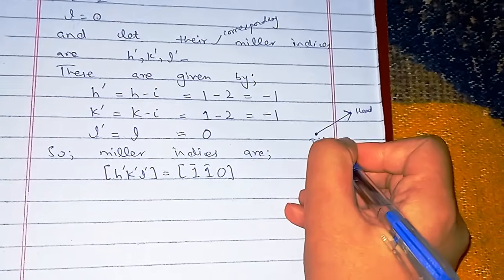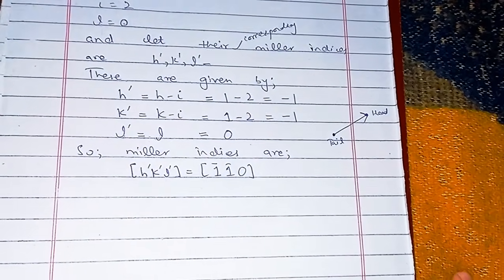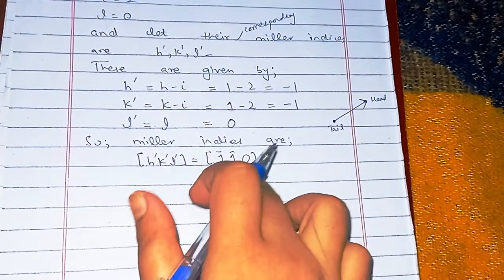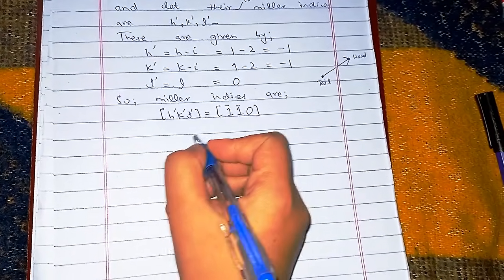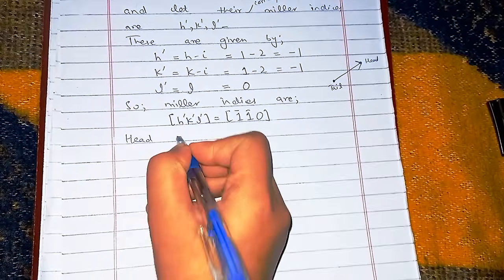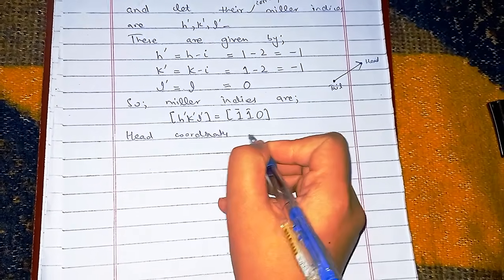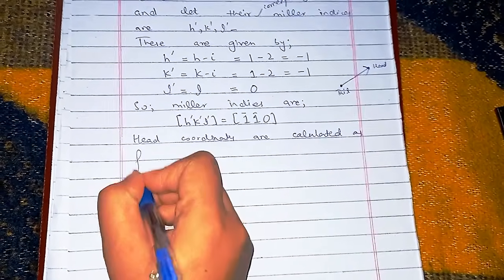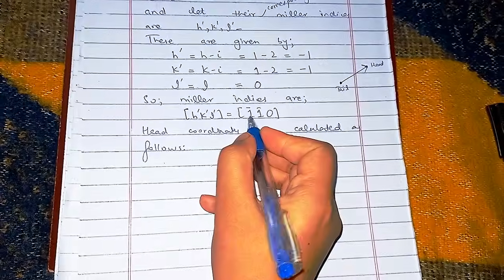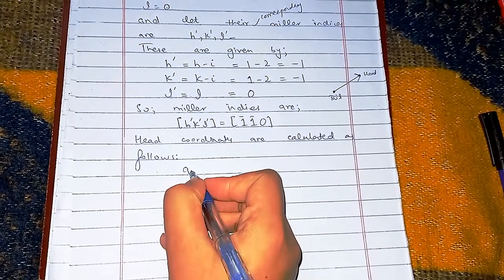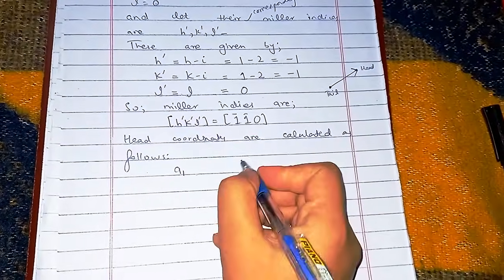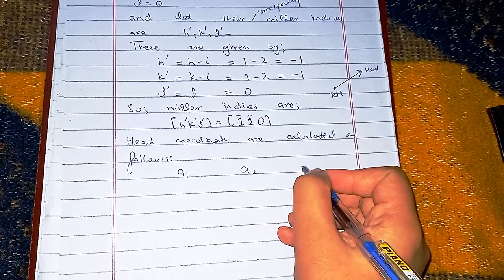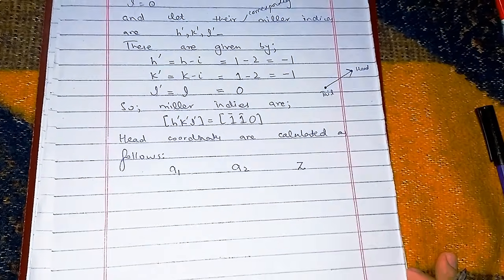So the tail is always at the origin, while the head is determined from the Miller indices. So we'll determine the head from these Miller indices. Let's find out the head coordinates from these Miller indices. So head coordinates are calculated as follows. The first index will give the coordinate for the A1 axis, the second index will give the coordinate for the A2 axis, and the third index gives the coordinate for the Z axis.